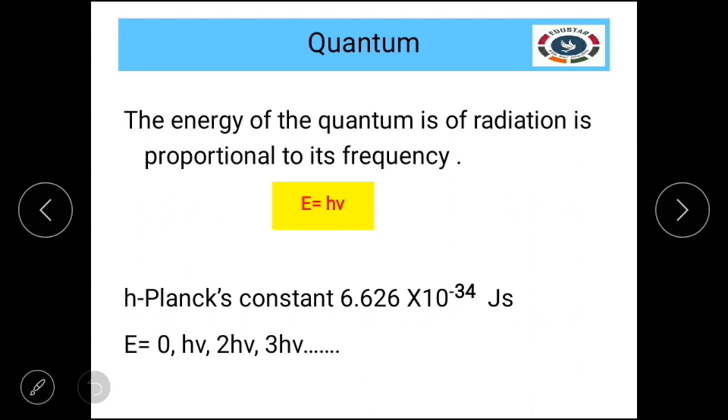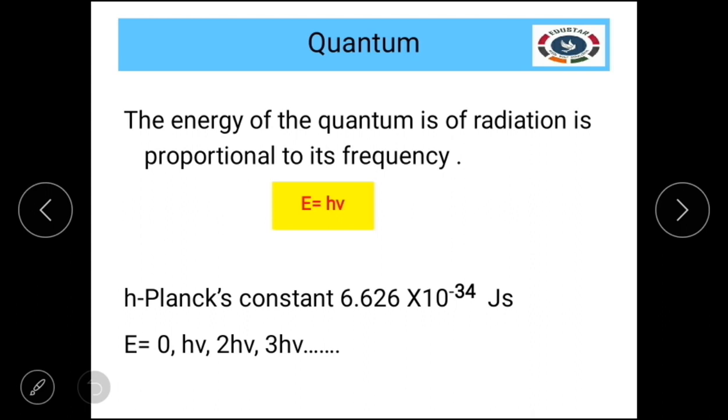The energy of the quantum is proportional to its frequency, that is E equals h nu. h is Planck's constant, 6.626 times 10 to the power of minus 34 joule seconds. By applying this value, we can have the energy as 0 h nu, 1 h nu, 2 h nu and 3 h nu. These are the energies associated with the stationary states. An electron present in a stationary state should possess the energy of that particular stationary state. It cannot be in between any of these two values, that is, it cannot lie between h nu and 2 h nu.